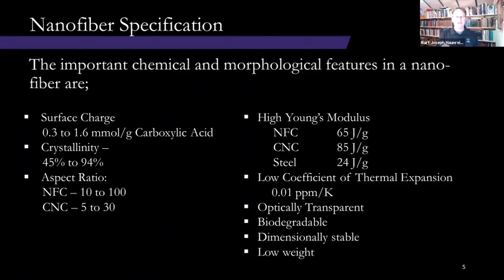Any other things, Renata, that you can think of that I may have missed here that are specific for NFC? I know I didn't get everything here.